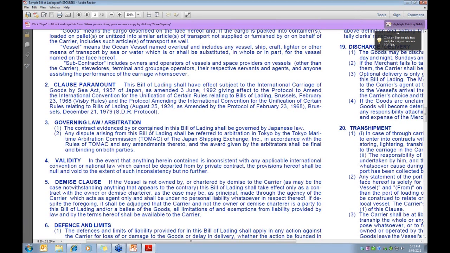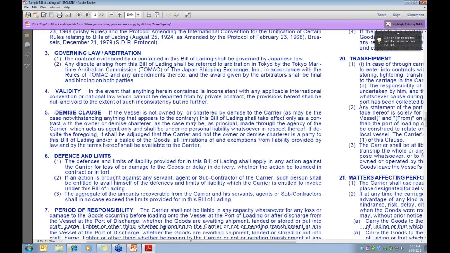So by looking at this bill of lading, we can see that the applicable law would be the International Carriage of Goods by Sea Act, which is the same as the Hague and Visby rules, and that in the case of dispute, the dispute should be resolved by way of arbitration in Japan. There is another interesting provision in this bill of lading, which I'm going to show you.